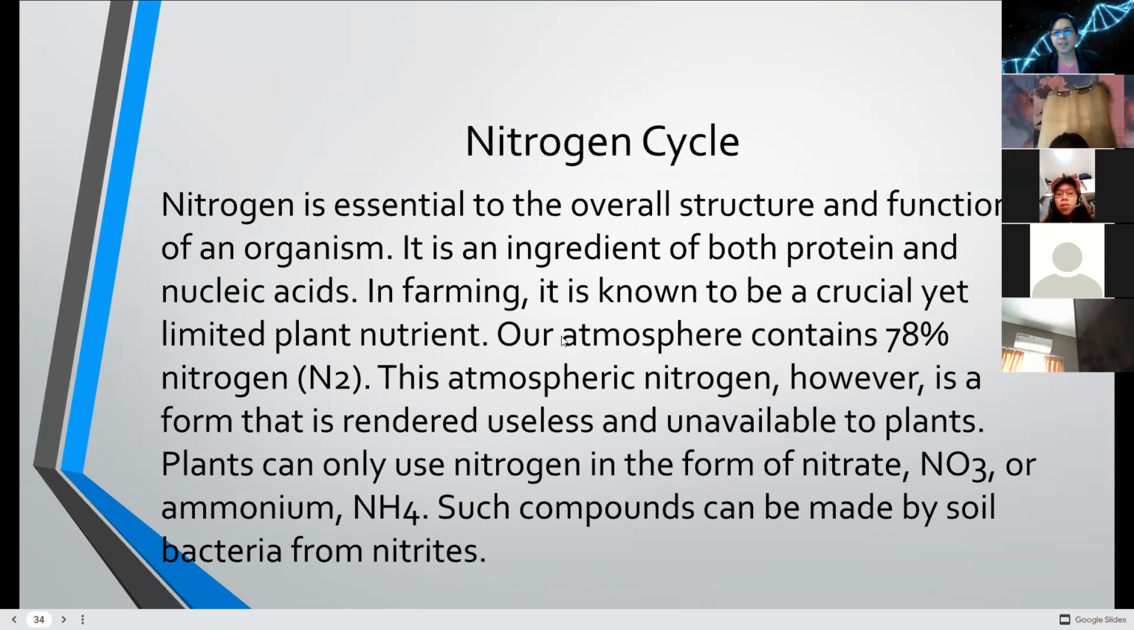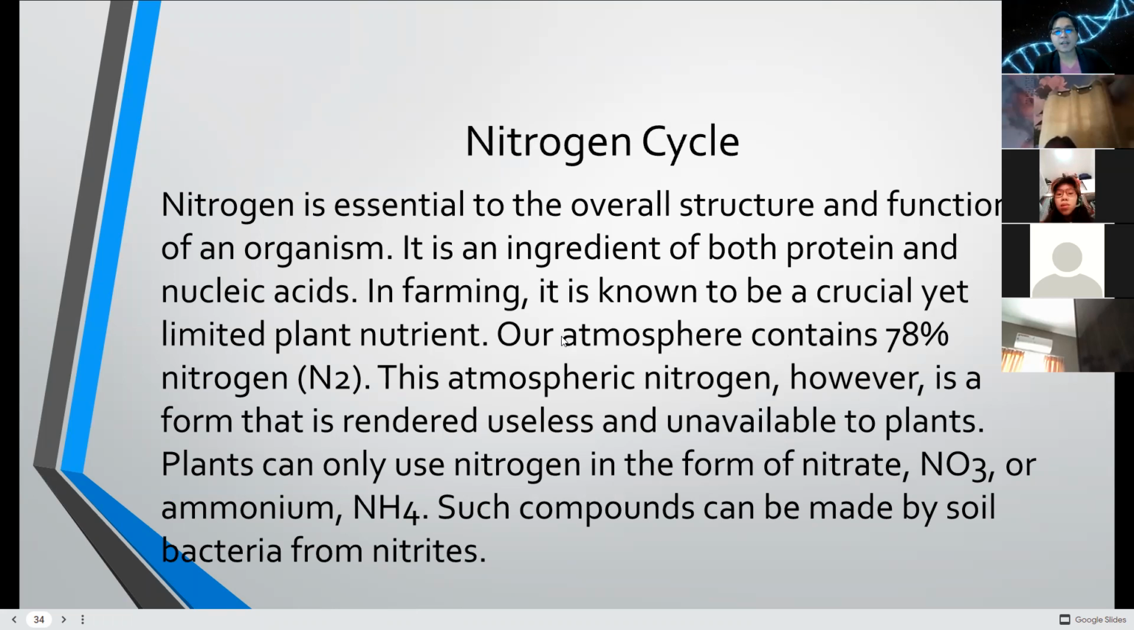Let's move now to nitrogen cycle, okay? Nitrogen is essential to the overall structure and functions of an organism. In fact, we are also made up of nitrogen. In our genes, we are actually made up of nitrogenous base pairs. Okay, it is an ingredient of both protein and nucleic acids. In farming, it is known to be a crucial yet limited plant nutrient. It is limited because our atmosphere contains 78% nitrogen, and we cannot use that nitrogen unless it is fixed.